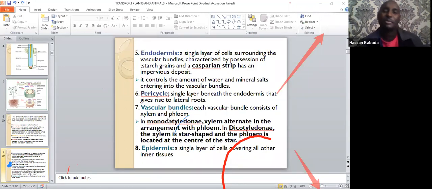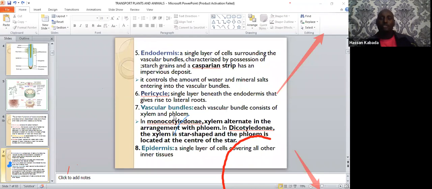And that energy purposely is required to make the cell be alive, especially providing energy for active uptake of mineral salt. Remember, mineral salts are taken in through diffusion and active transport.